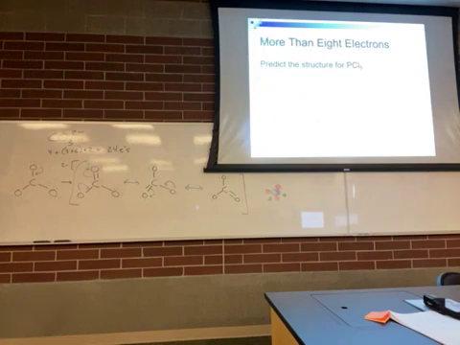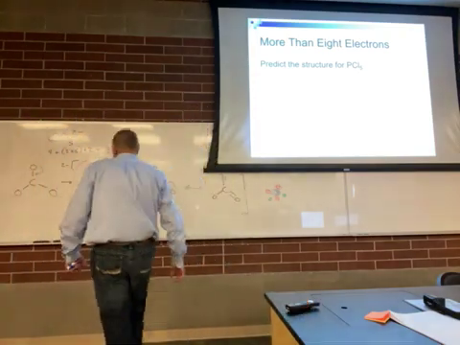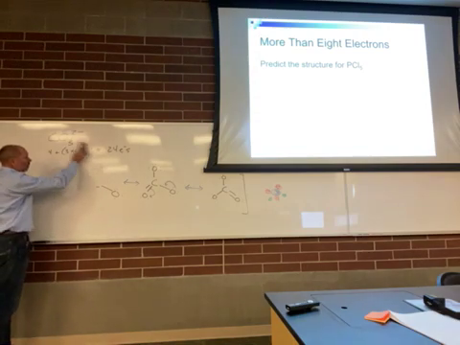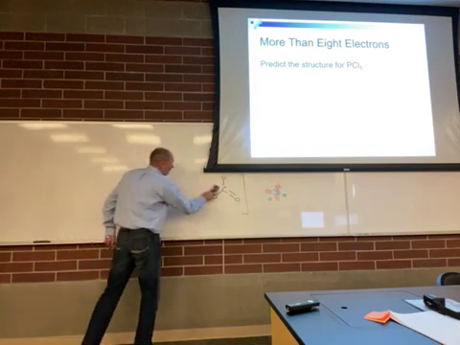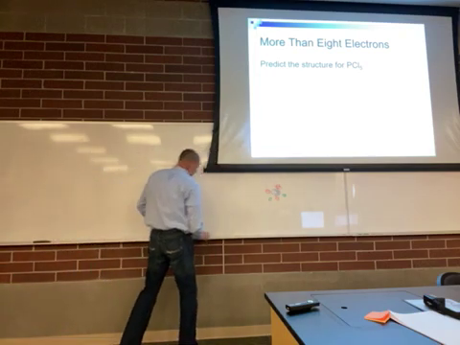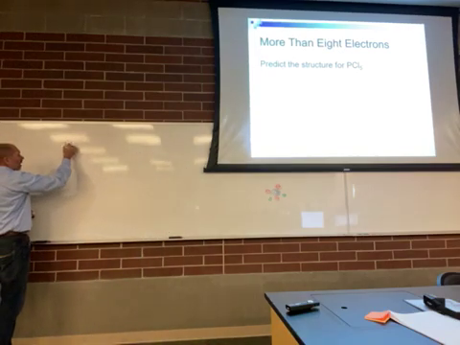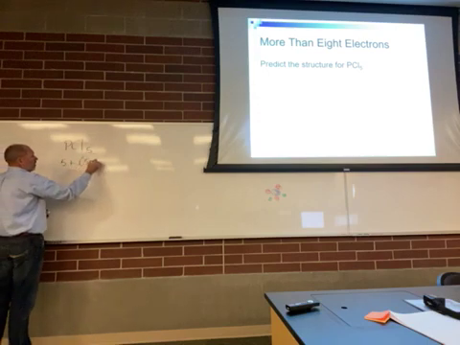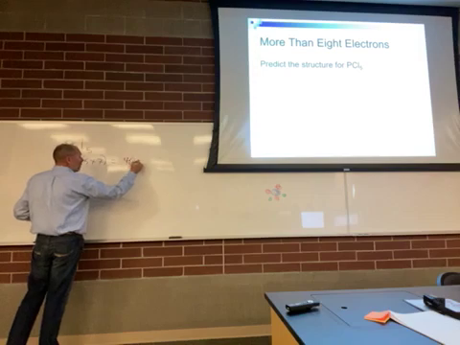All right. Let's go ahead and do one more. Let's predict the structure for phosphorus pentachloride. So if I do phosphorus pentachloride, I have phosphorus with its 5. I have chlorine with its 7. So phosphorus pentachloride, PCl5. I have 5 plus 5 times 7. So that's going to be how many? Should be 40. So 40 electrons.